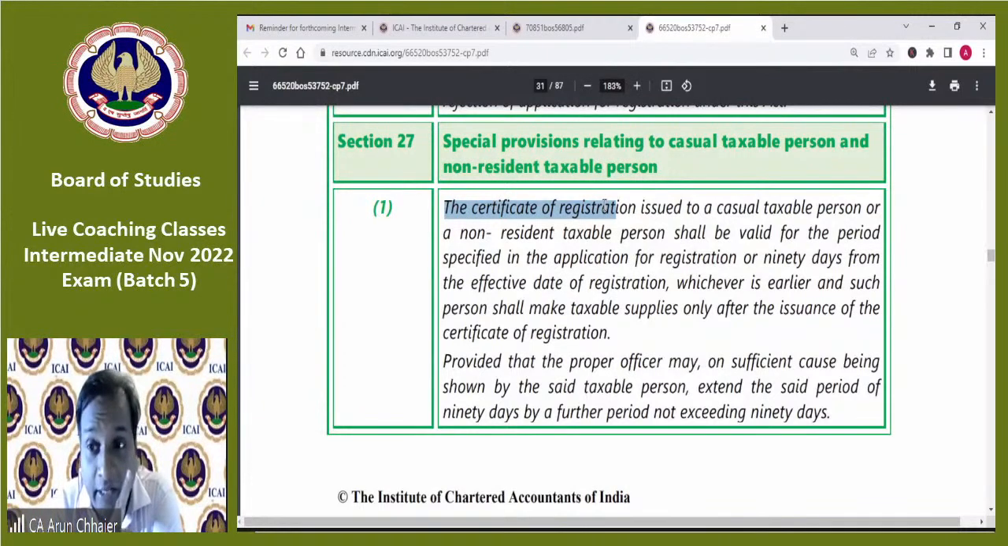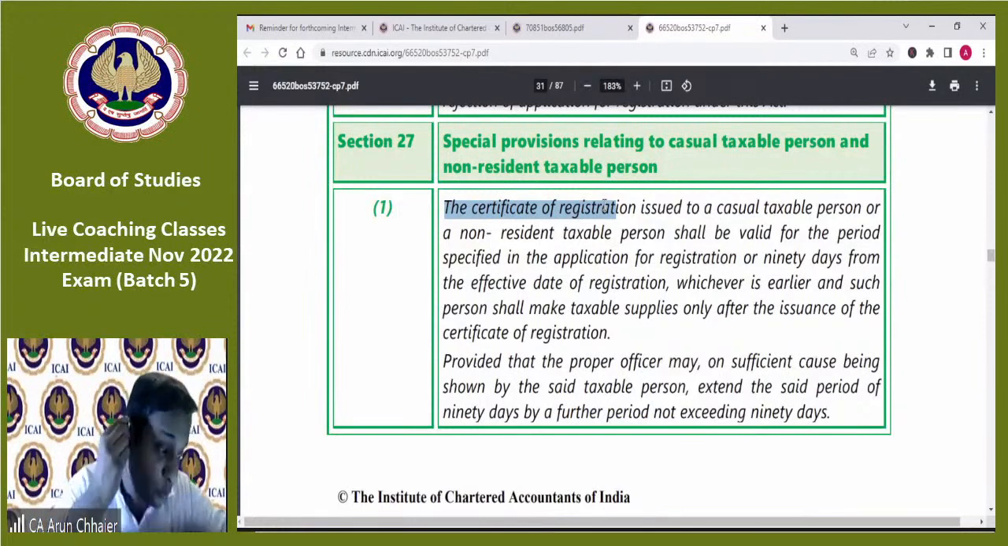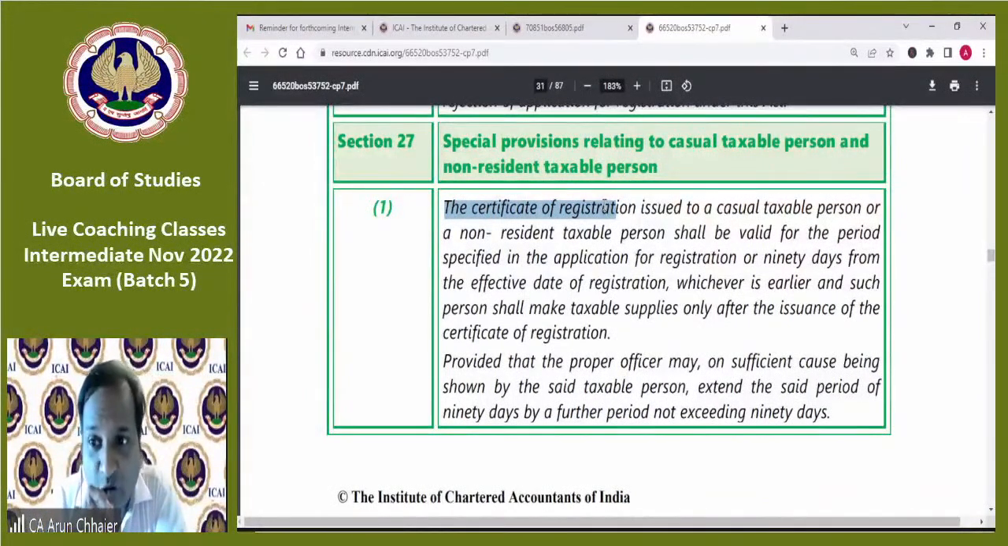The point, remember section 22 subsection 1. What is that? 22 subsection 1 says that you need to take a registration in the state from where you are making taxable supplies. Important word, from where. Important term, from where.